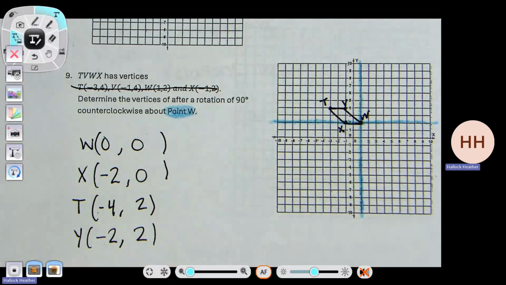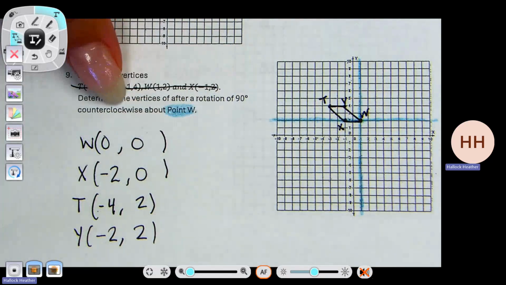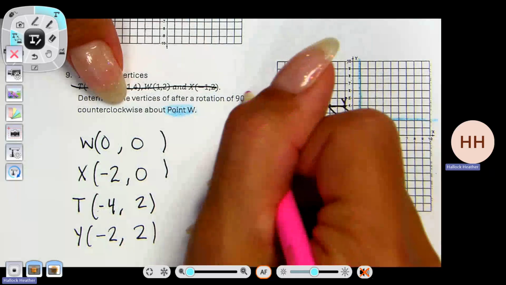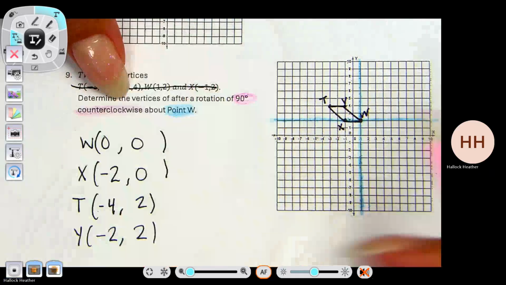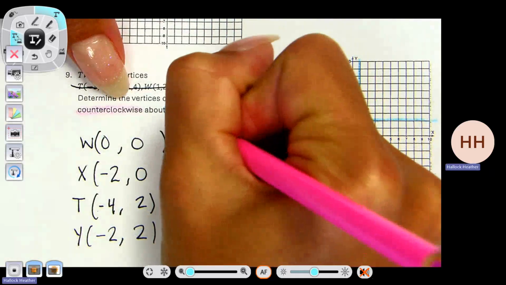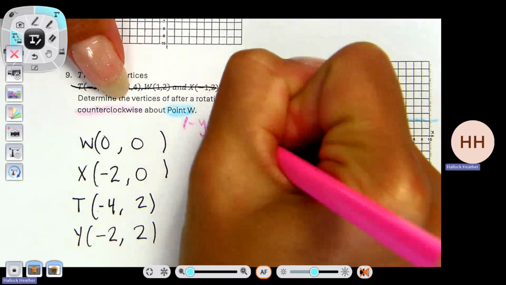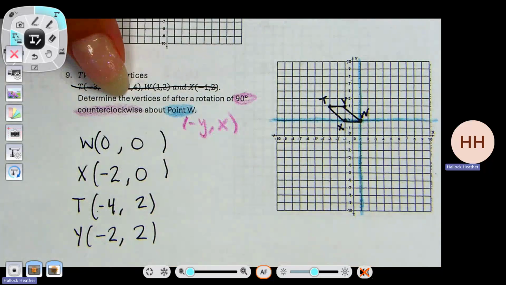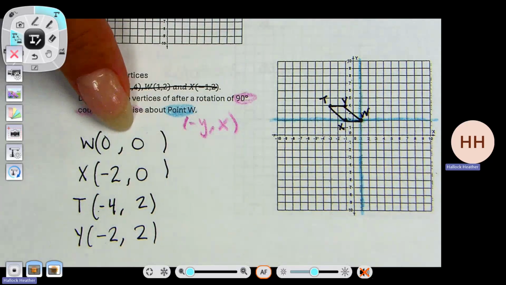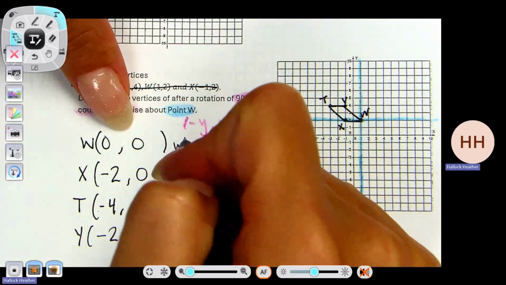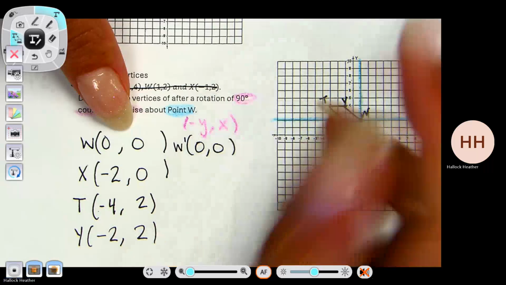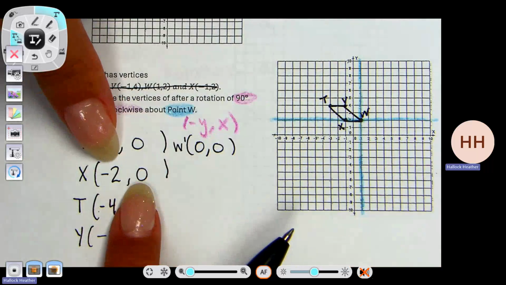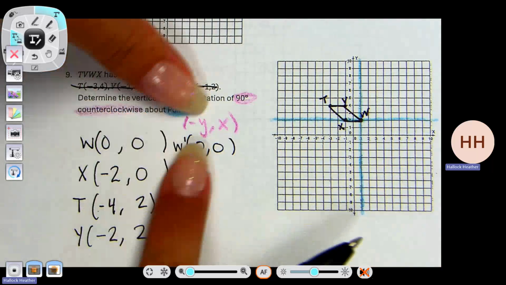Once you have your new points, then you're going to use the rule. So the rule is 90 degrees counterclockwise. What is the rule for 90 degrees counterclockwise? Negative Y, X. So we're doing two things. We're flipping the coordinates and the front becomes negative. Does W, 0, 0, change? No, W just stays because that's the rotation point. If I flip the coordinates and the front changes the symbol, what is this going to be?